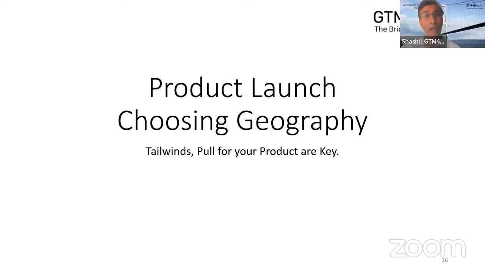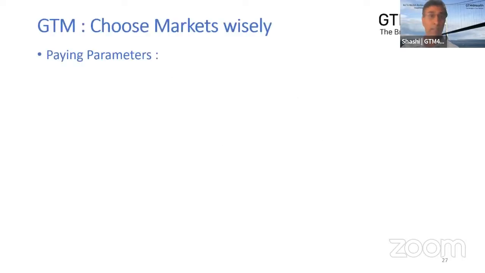Then I will move forward. When you launch a product, how do you do it? This is the GTM part, right? You need to look at tailwinds. What Manasi was telling us about were some headwinds she's facing on access. You need to look at what geography you choose. Pull for your product is key.